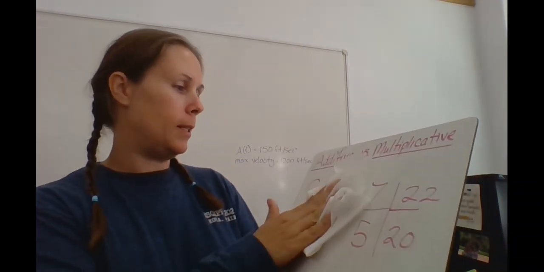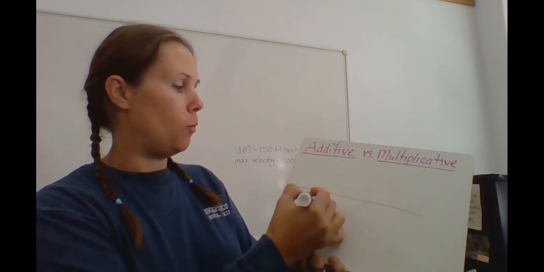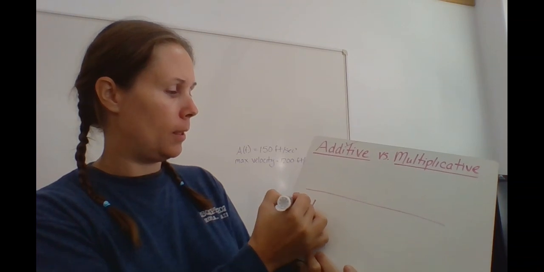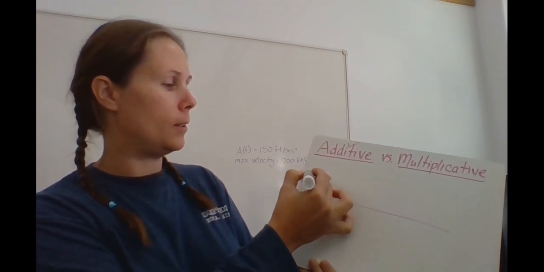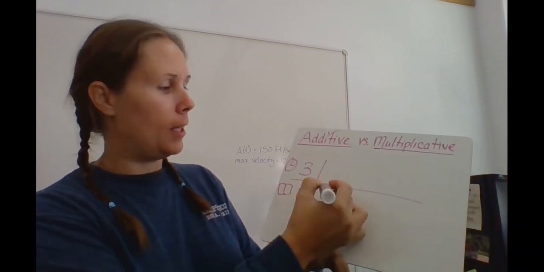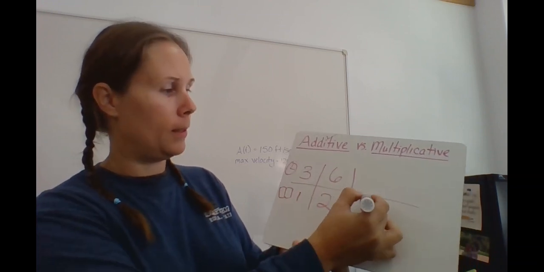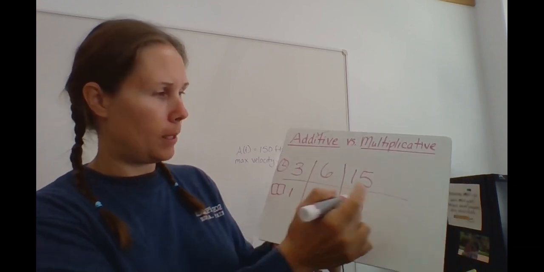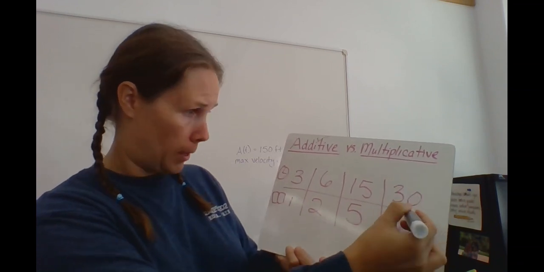So now let me give you another example. If I said, for every math problem, one time, it takes me 3 minutes. Here's my clock. 3 minutes to do one math problem. And if I do 2 math problems, that takes me 6 minutes. If I do 5 math problems, that takes me 15 minutes. And if I went all the way up and did 10 math problems, it would take me 30 minutes.